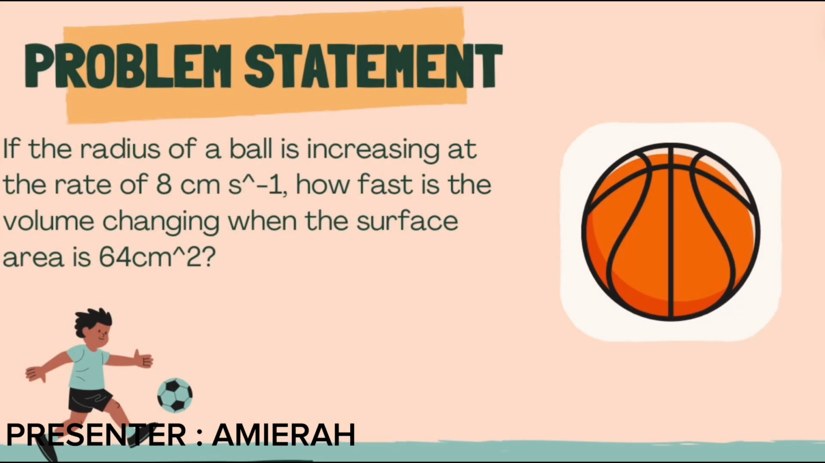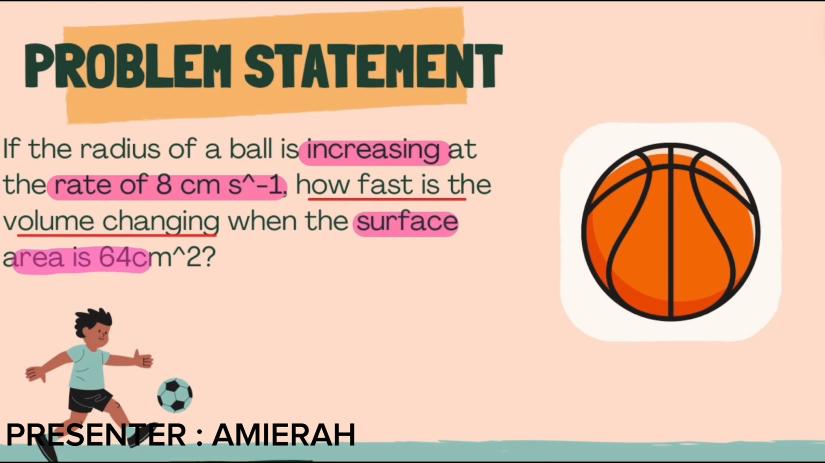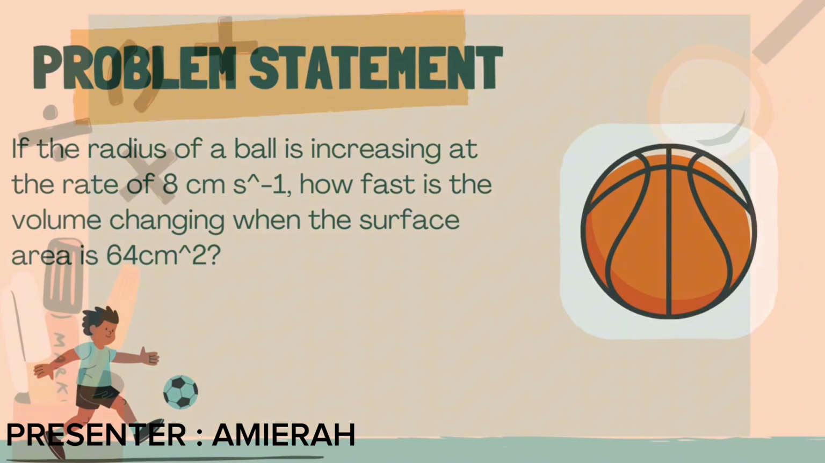So, this is our problem statement. If the radius of a ball is increasing at the rate of 8 cm per second, how fast is the volume changing when the surface area is 64 cm squared? So, let's move to the next slide.